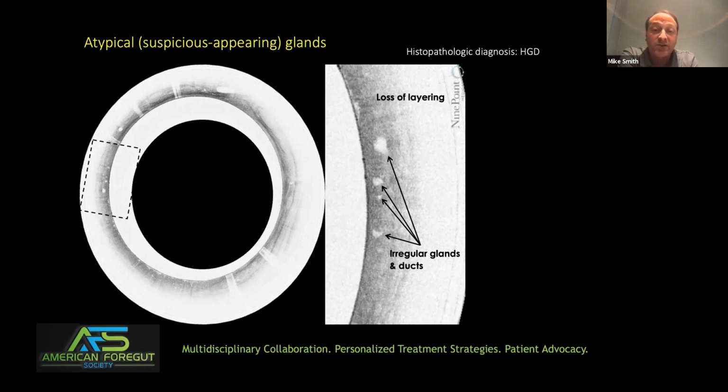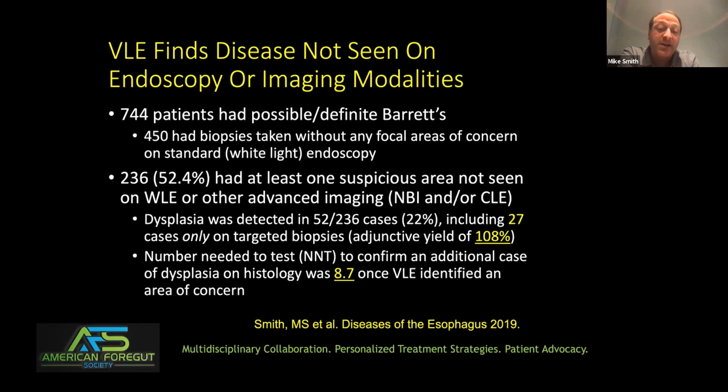We did a 1,000-patient study at 18 sites across the United States when this device first came out. A very large number of those patients had either possible or definite Barrett's on their initial endoscopy.